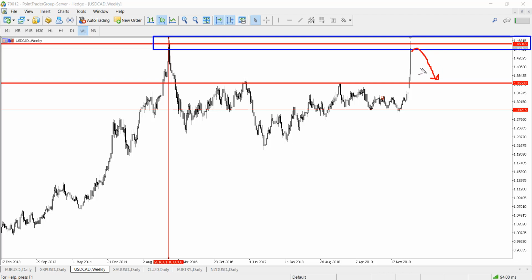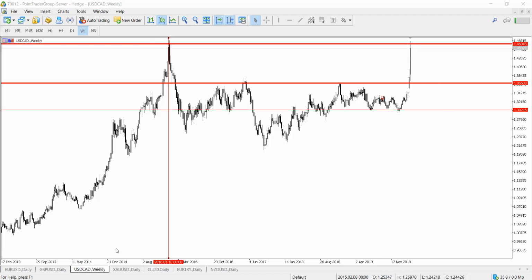On the other hand, if the level of 1.46 is broken with a weekly analysis, a bullish breakout, then we can go long. This means that the historical level is broken, so we can enter the market and go long.